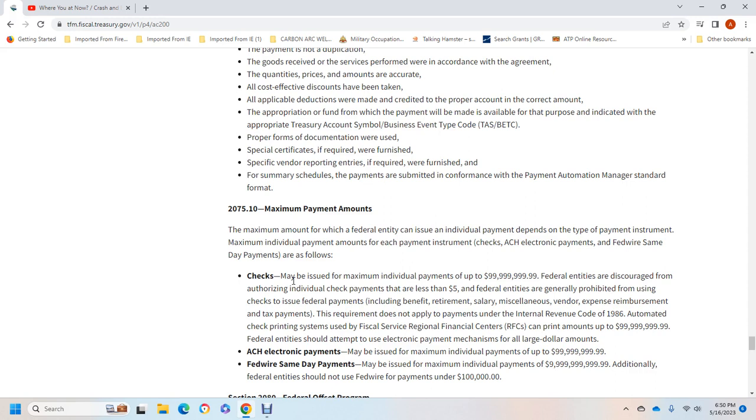Federal entities are discouraged from authorizing individual check payments of less than $5. Federal entities are generally prohibited from issuing checks for federal payments. They include benefits, retirement, sale of miscellaneous vendor expense, and reimbursement. The tax payment requirement does not apply to payments under the Internal Revenue Code of 1986.